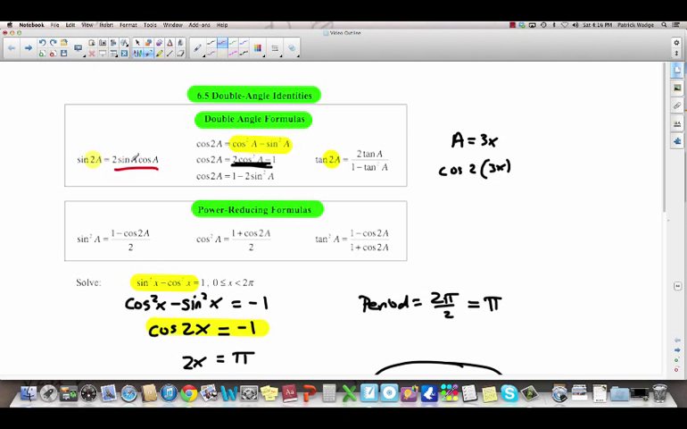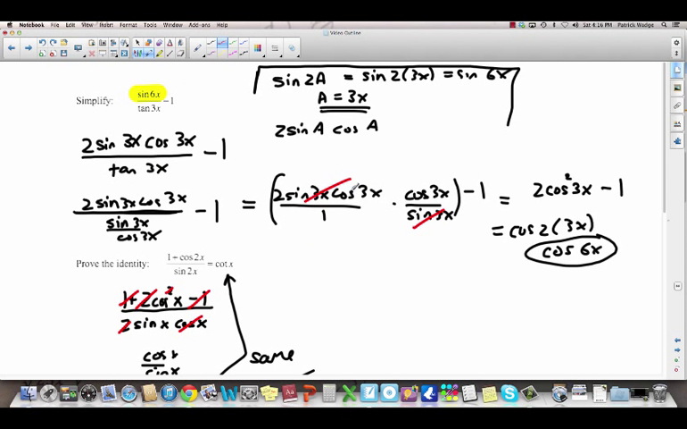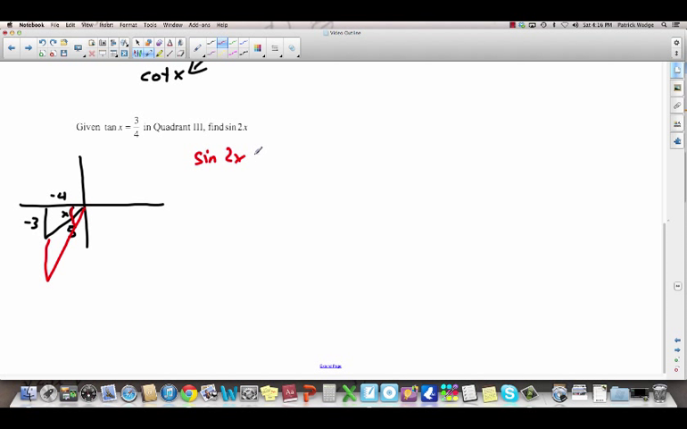Sine 2x equals 2 sine x cos x. So it equals 2 times sine x. So we're just looking at the little black triangle here. What's sine of x? Sine is opposite over hypotenuse, so -3/5. And that's multiplied by cos x. That's adjacent over hypotenuse, just of the little x, right? Not the red one. That's what we're ultimately going to find. But we're just using the little black one to help us out here. So cosine is -4/5.